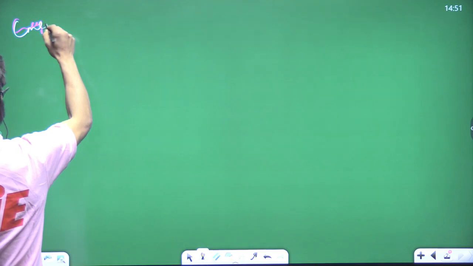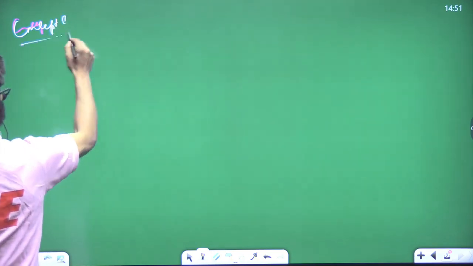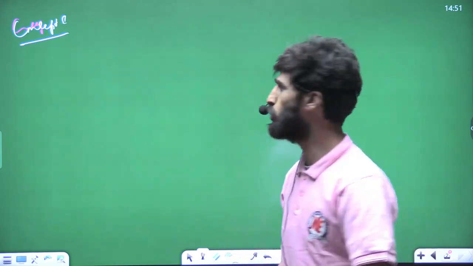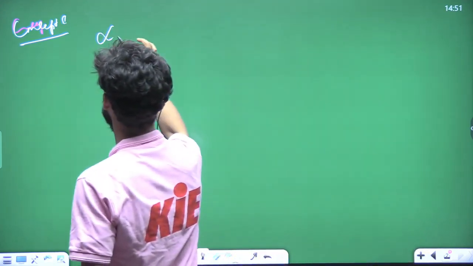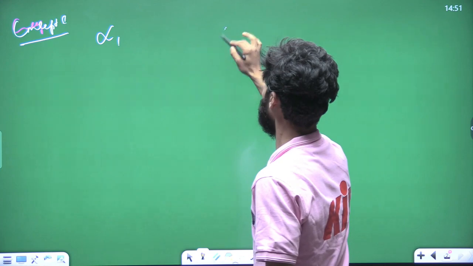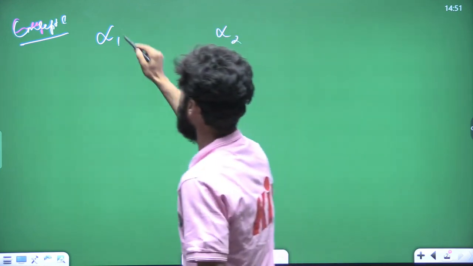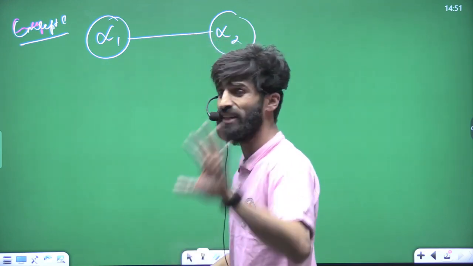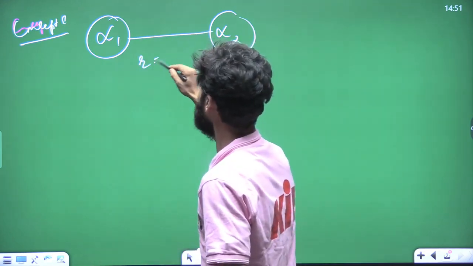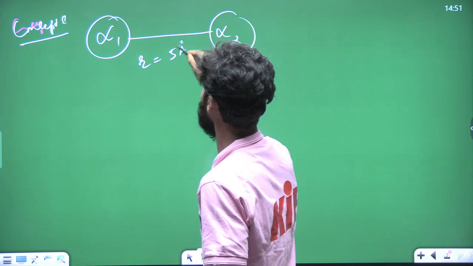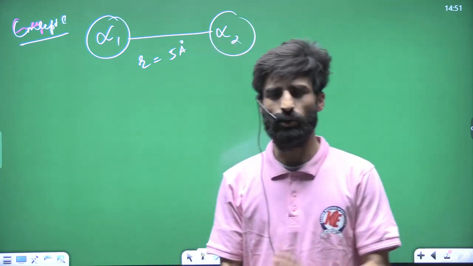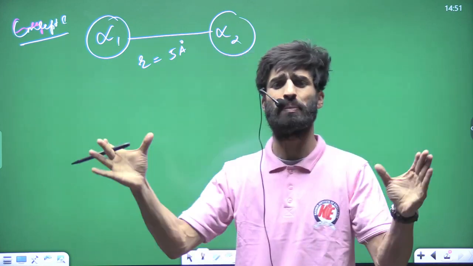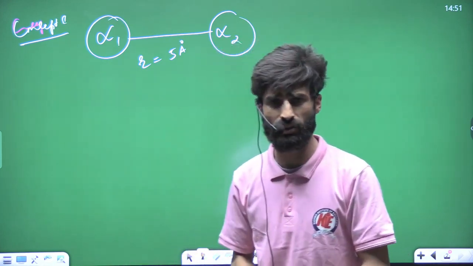Concept number one, okay. Let's say you have two alpha particles. Let, my dear student, this be alpha particle number one and this be your alpha particle second. These two alpha particles are separated by a distance r, and that r is your 5 angstrom.